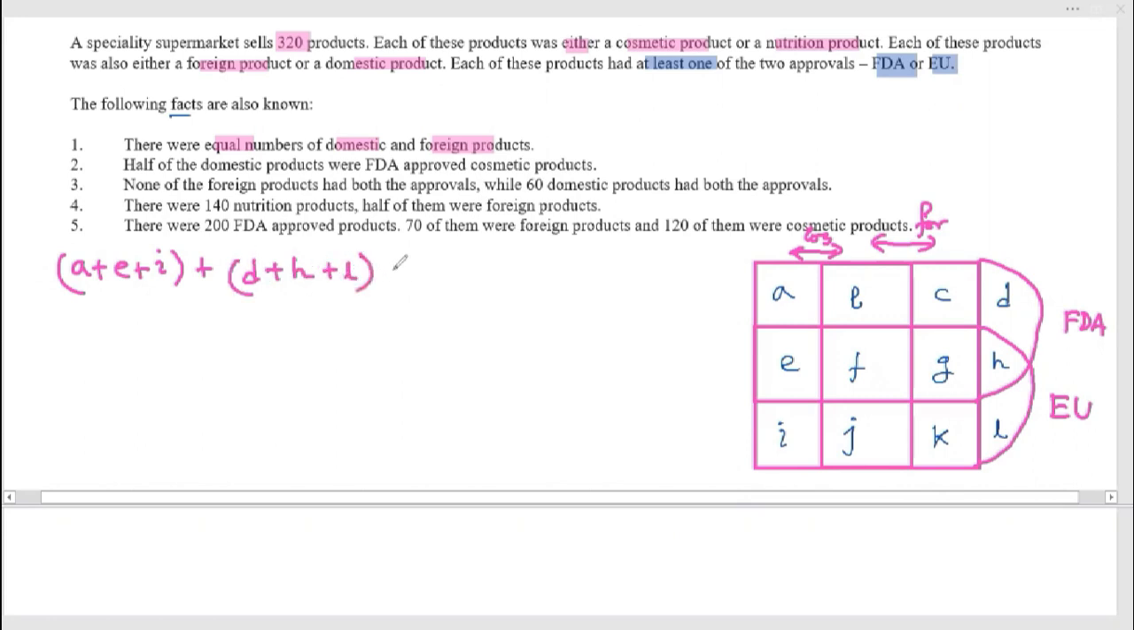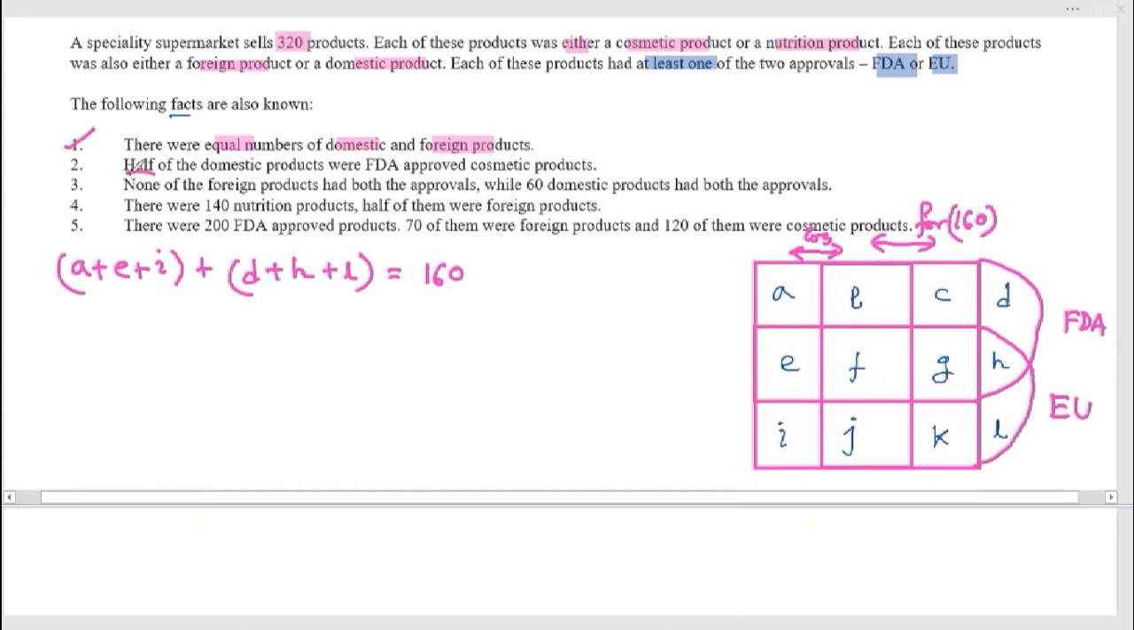These would be half of 320, which is 160. And what is the foreign product? That is also 160. That's the first point we have taken.